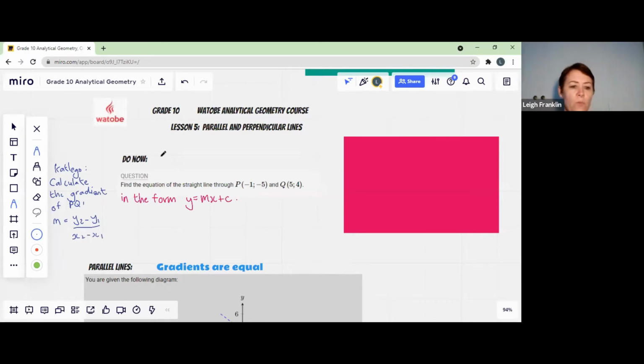Okay, so there, you try that one in blue, okay, Katlejo? Everybody else that was here last week, let's see if you can do what we spoke about last time, which was to find the equation of a straight line in the form y equals mx plus c.